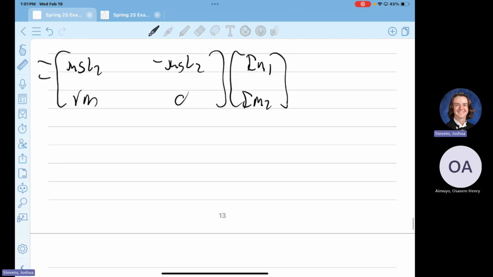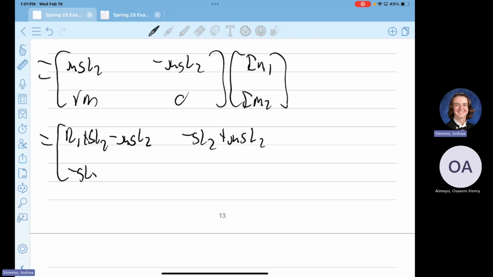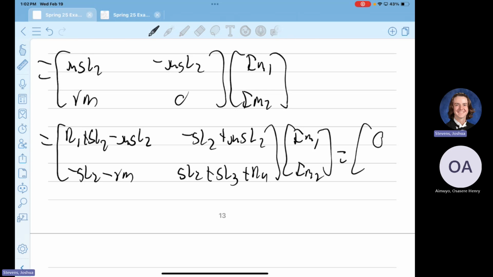All right. So when I subtract that matrix over, I get an R1 plus SL2 minus mu SL2. And over here I get my minus SL2 plus mu SL2. Now this then becomes negative SL2 minus RM. This becomes SL2 plus SL3 plus R4. All times IM1, IM2 equals 0 and 0.